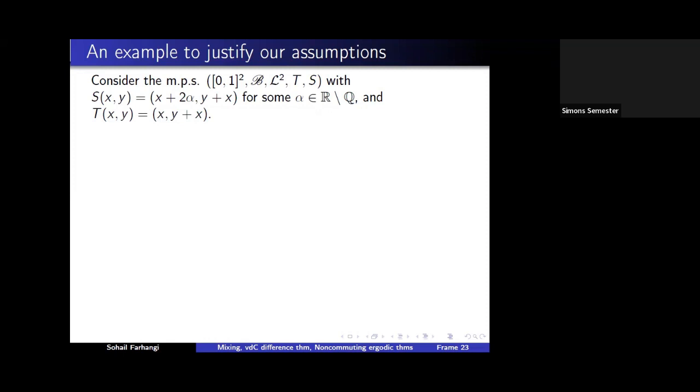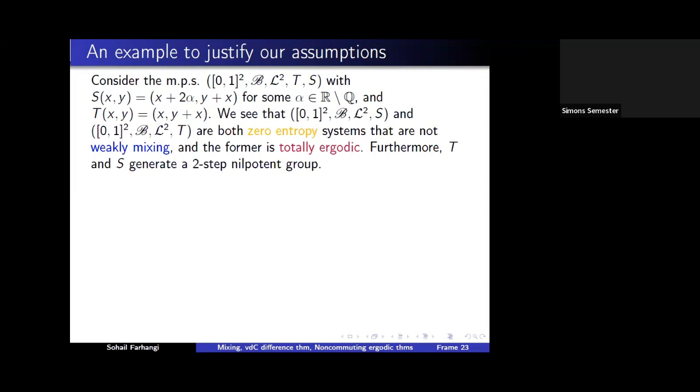So our measure preserving system is just going to be the unit square with the standard Lebesgue sigma algebra and 2-dimensional Lebesgue measure. And then we take our 2 transformations to be the following. S of (x,y) is just going to be (x plus 2 alpha, y plus x), where alpha is irrational. And then T is just going to be (x, y plus x). So we see that the system with S and the system with T, both of them have 0 entropy. Neither of these systems is weakly mixing, but the first system, the system with S, is totally ergodic. And T and S generate a 2-step nilpotent group. So even though they don't commute, they're as close to commuting as we could hope.